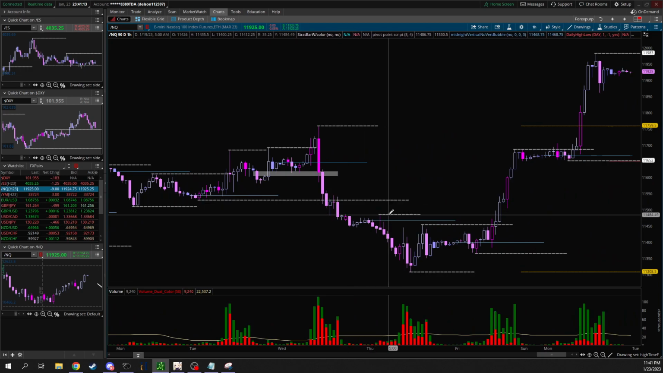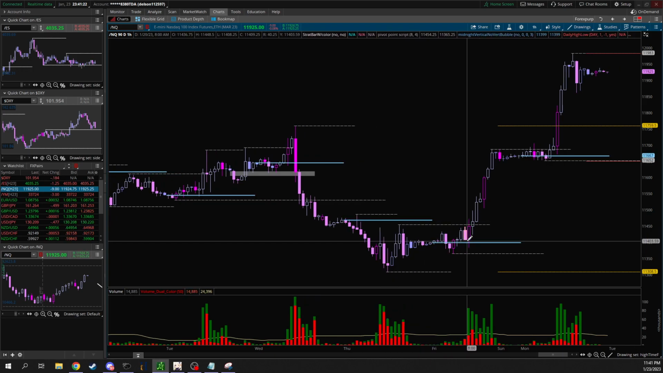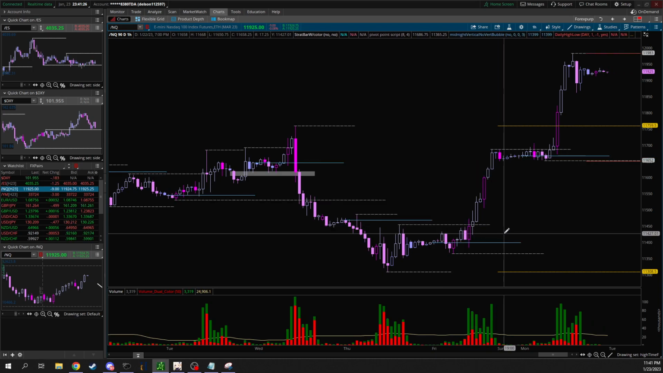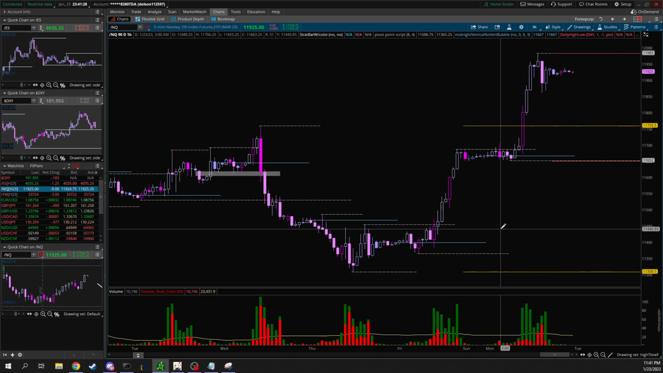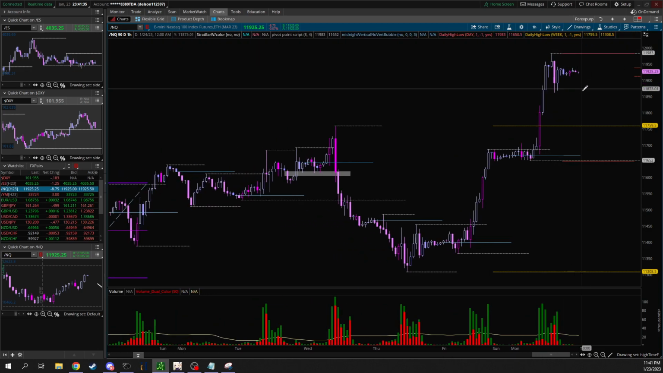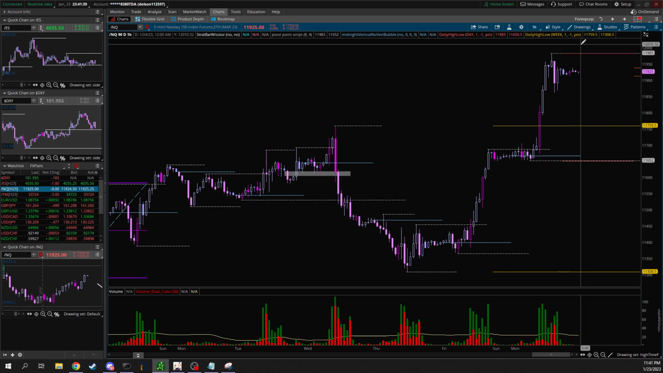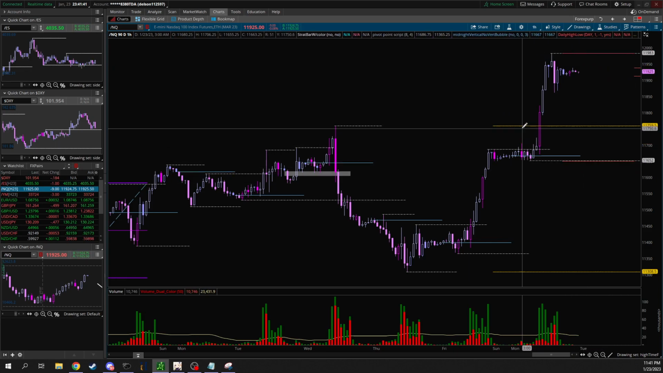I also have the midnight opening price on my hourly chart, drawn out every day, letting me know where we are in relation to midnight. On my 15-minute chart, I have the 8:30 level marked as well, depending on whether we have news at that time. These red lines denote the previous day's high and low, up here and down here, and the yellow marks the previous week's high and low.